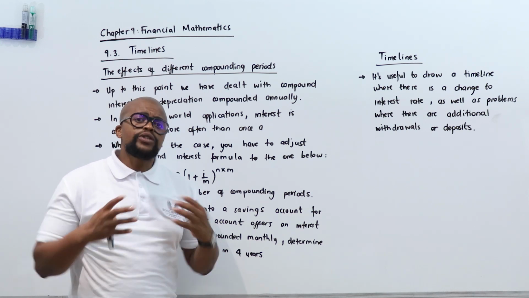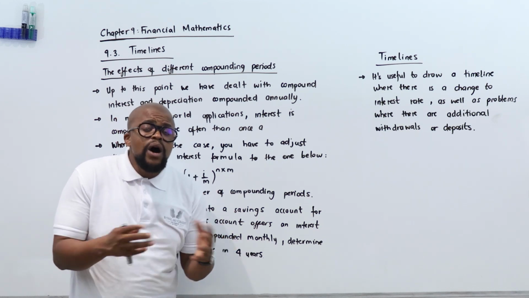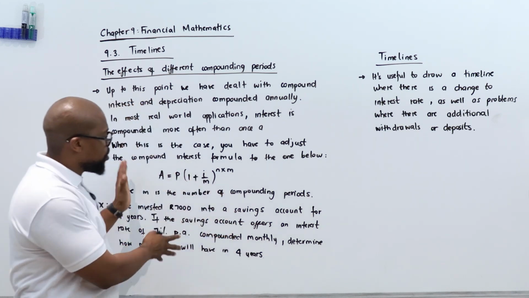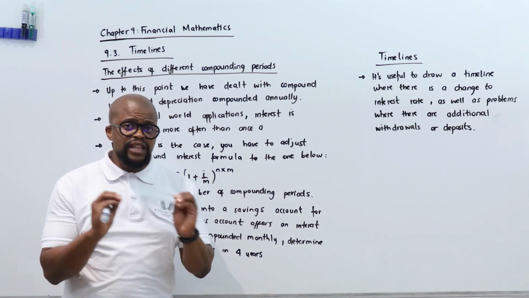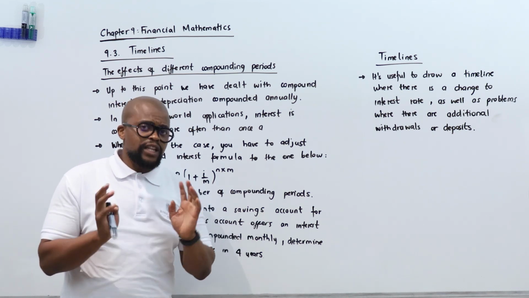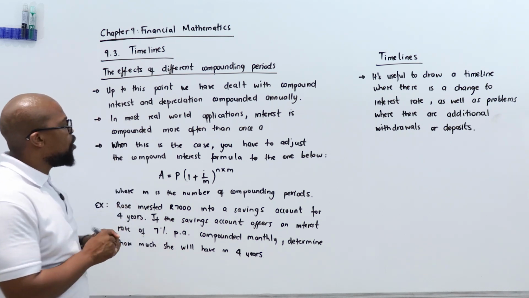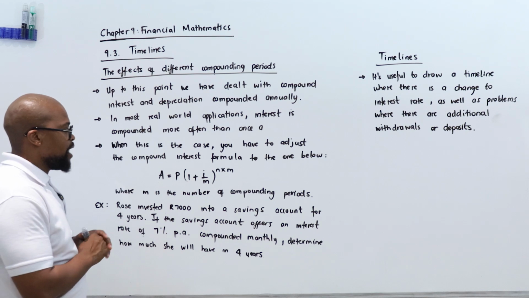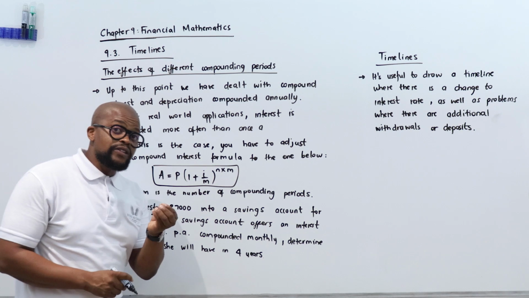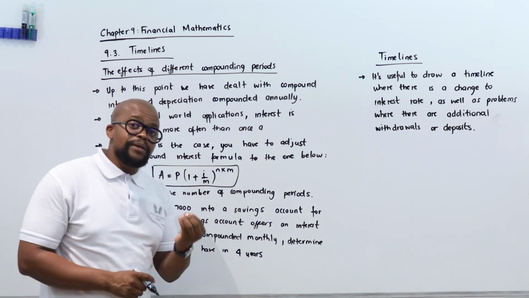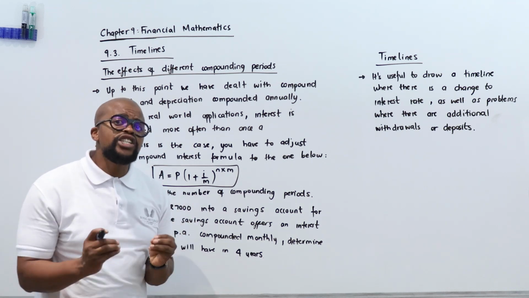So, as I said, it is possible to compound interest more than once in a single year, and you'll see that in your exams, you are most likely going to be dealing with questions where your interest is compounded more than once in a year. So it's quite important that we understand how to make that readjustment from the compound interest formula that we've dealt with prior. When this is the case, you have to adjust the compound interest formula to the one below. You divide your interest rate by the frequency of compounding, and then you multiply your time period by the frequency of compounding.